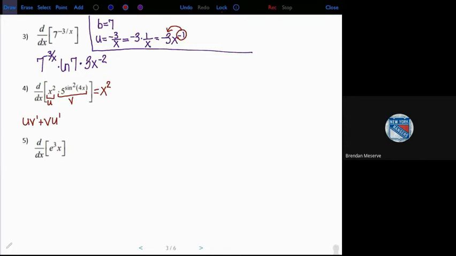All right, here we go. V prime. This is a good one. This is a B to the U. B is my 5, and U is that entire exponent. So my rule starts off with B to the U as is. So 5 to the sine squared 4x as is. The rule then says times the ln of B, so times the ln of 5. And now we've got U prime, the derivative of sine squared 4x.